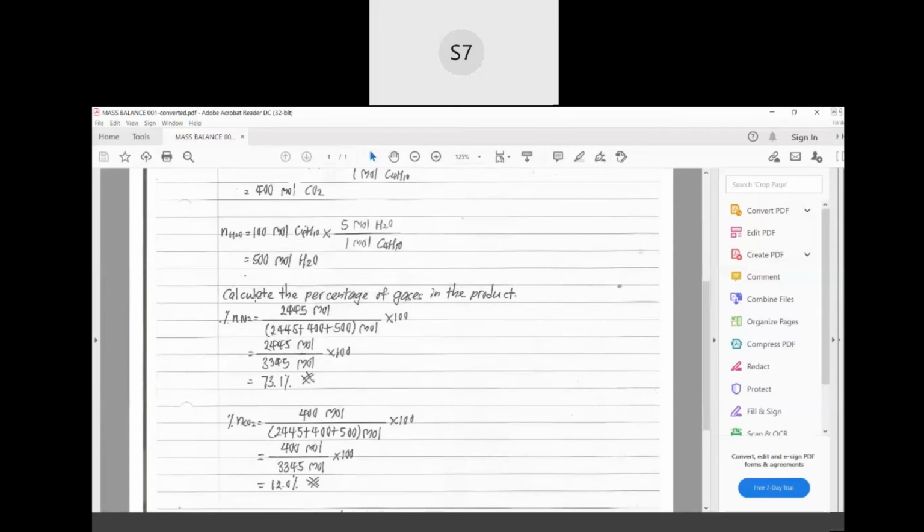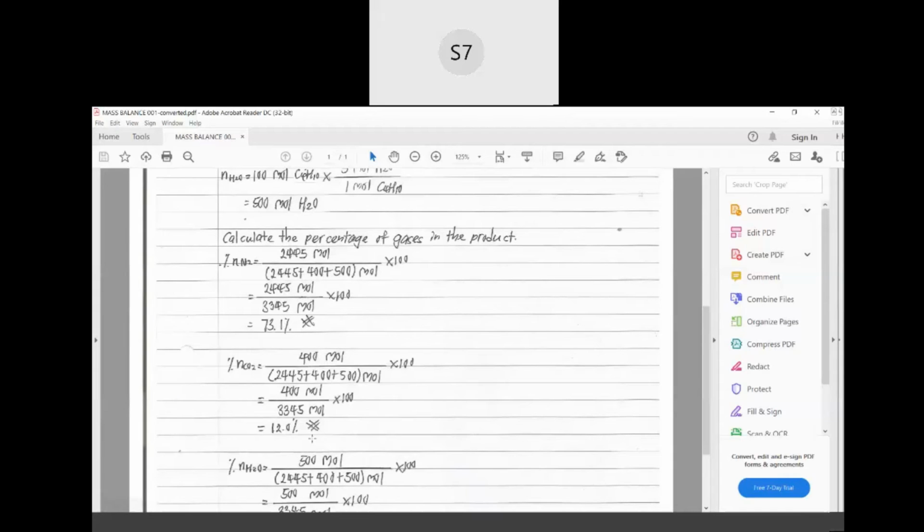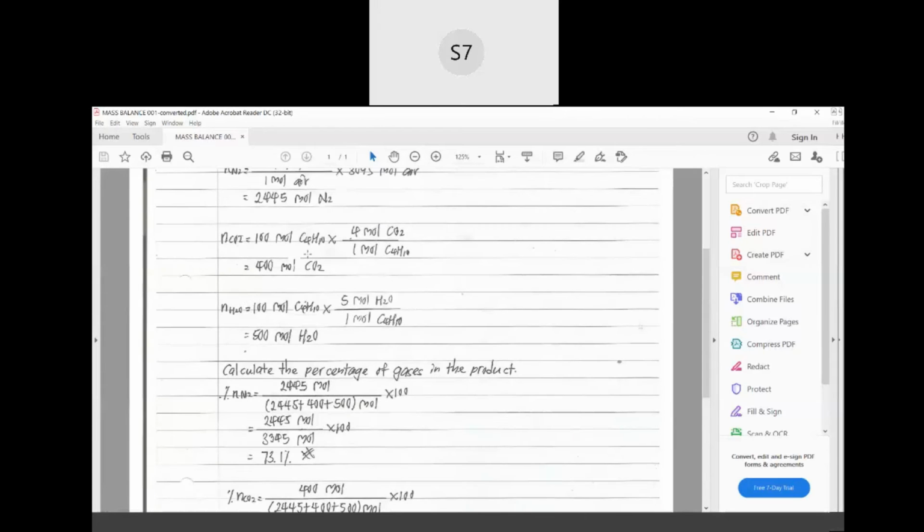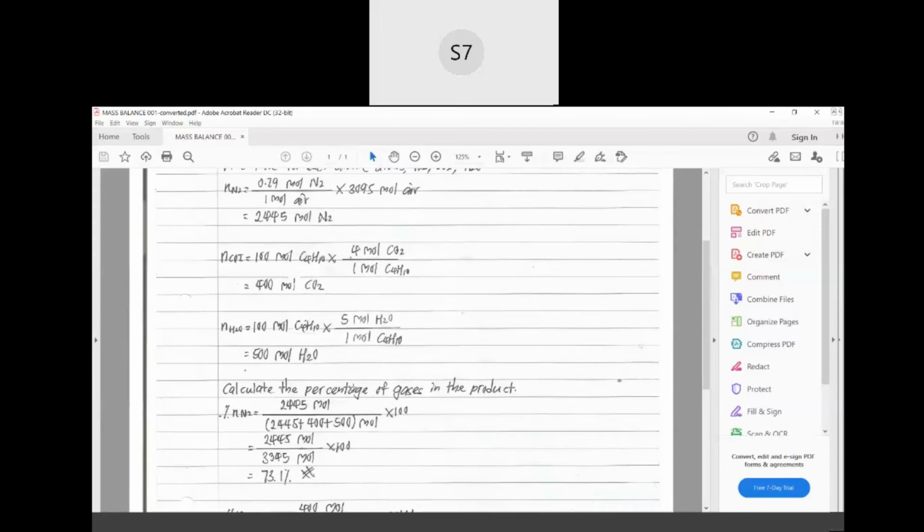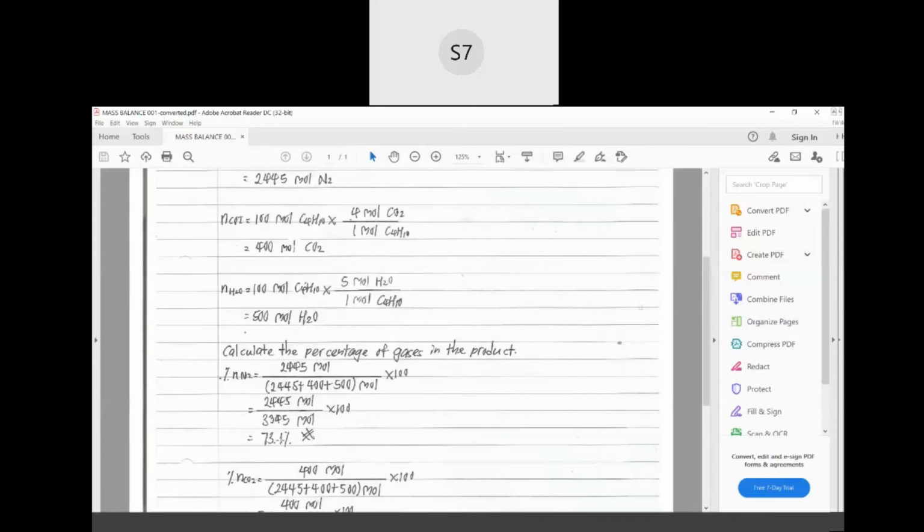After that, you can calculate the percentage of each gas in the product. That means you need to calculate all the atomic product. For the percentage of nitrogen gas, you calculate the mole you calculated just now over the total, the total of all the three atomic. Then you get 3,345 mole total. For each mole, times by 100, you get 73.1%.